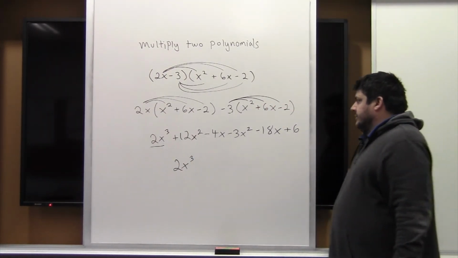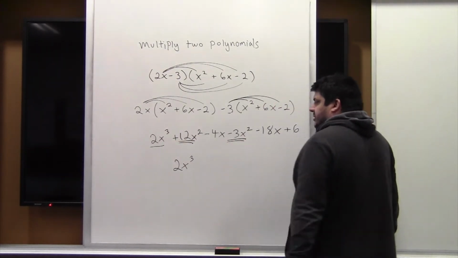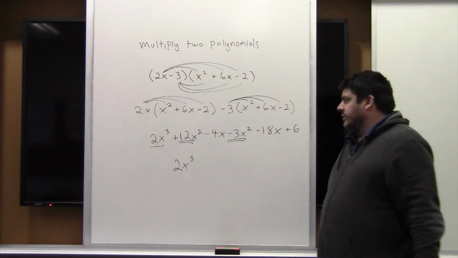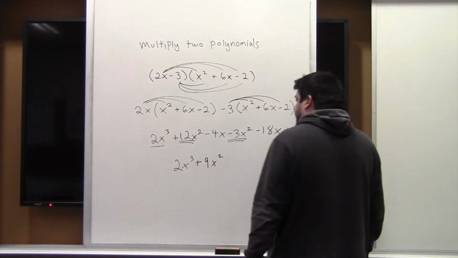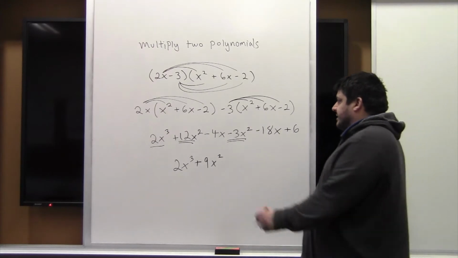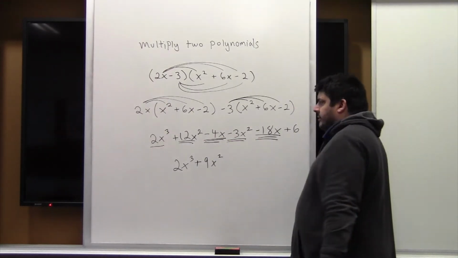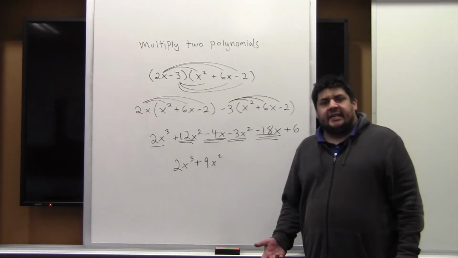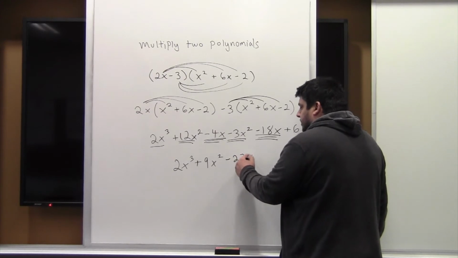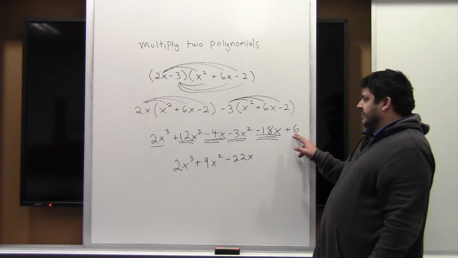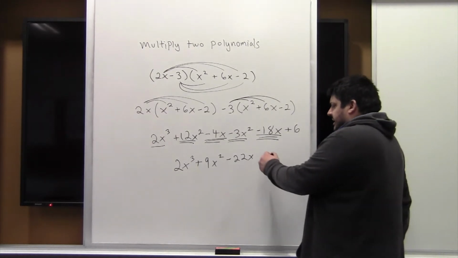Let's look at x squareds. I got a 12x squared minus 3x squared. Well, 12 minus 3 is just 9, so it's positive 9x squared. Let's look at the x's. Minus 4 here, minus 18 here. Well, minus 4 minus 18, that's negative 22, so that's minus 22x. And then all that's left is a 6, but that's by itself. There's nothing to combine with that, so I can just bring that down.